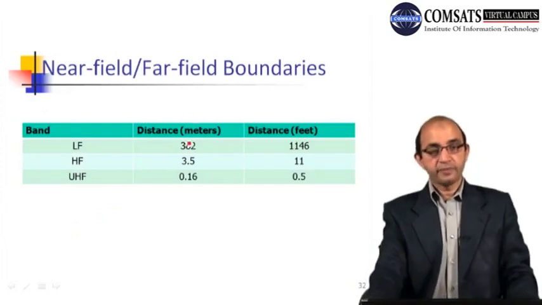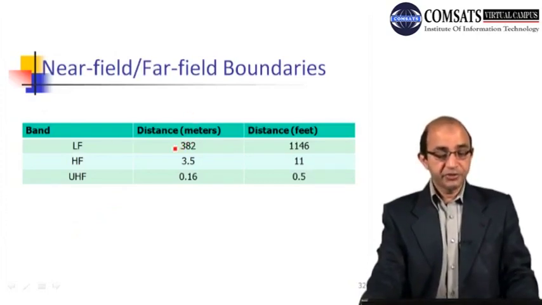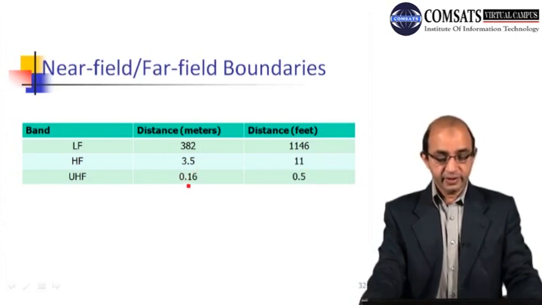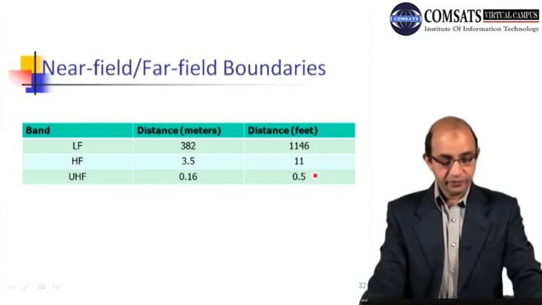So here we have the boundaries for near and far field. This is the band, distance in meters and distance in feet. Low frequency: 382 meters, and it comes out to 1146 in feet. High frequency: the distance is 3.5 meters, and in feet 11. And then ultra high frequency: you can see the distance 0.16 meter, and in feet we have 0.5.